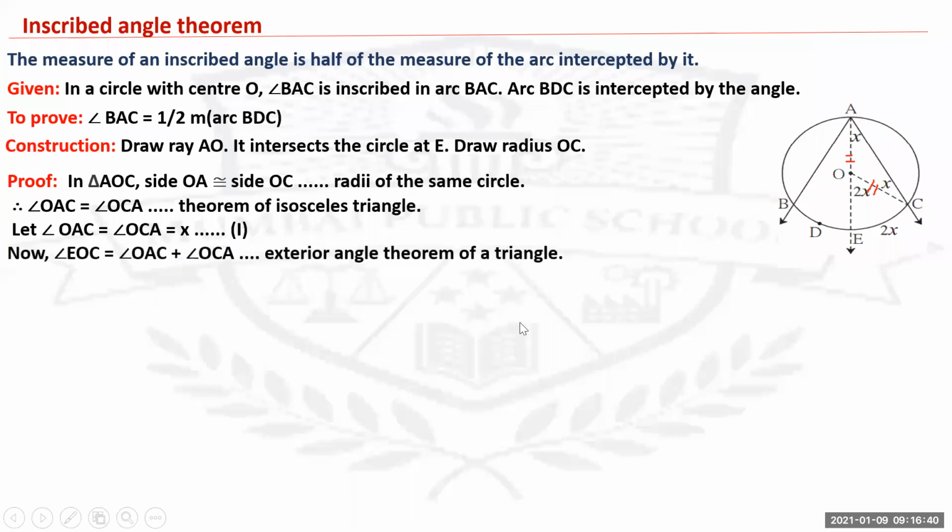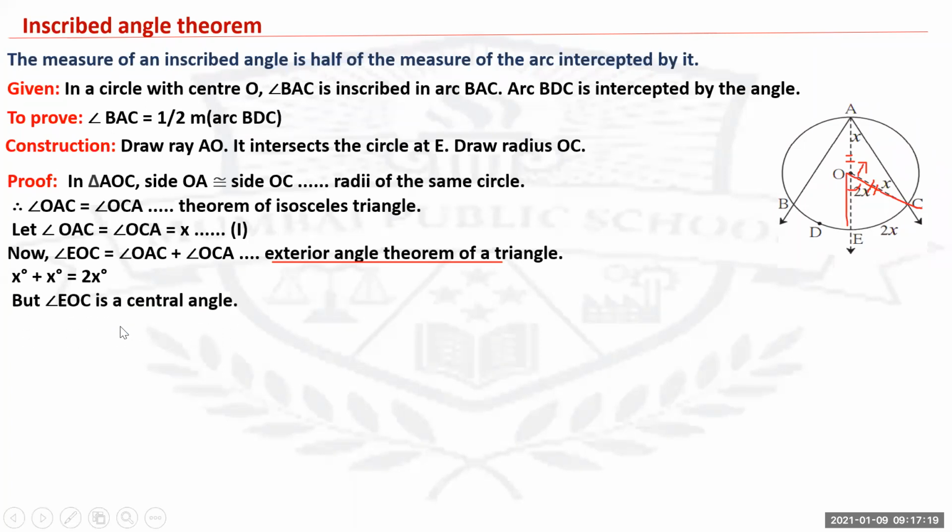Now, if you look at angle EOC, this is the exterior angle with respect to this triangle. So applying the exterior angle property, you'll get angle EOC equals angle OAC plus angle OCA. Now, when you substitute the values in terms of x, you'll get x plus x equals 2x.